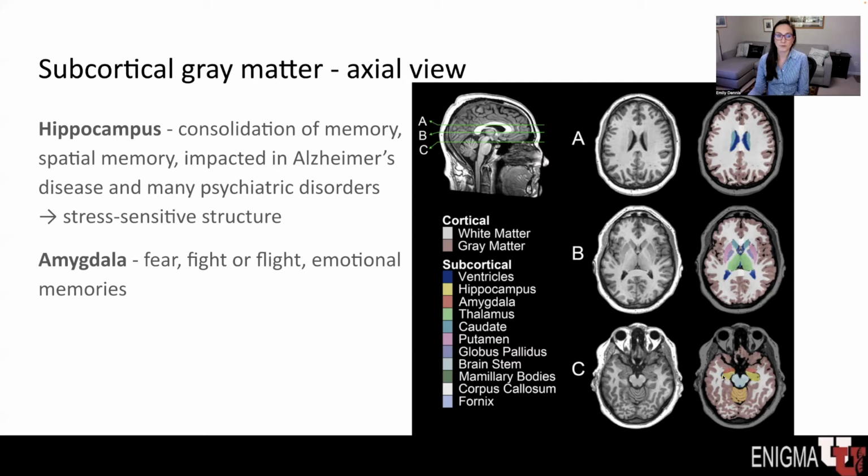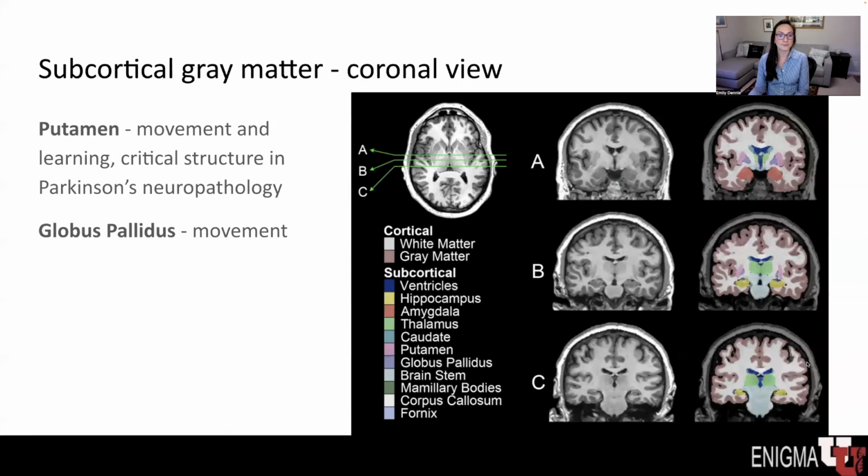And the hippocampus is important for consolidation of memory, spatial memory. And it is one of the first and most highly impacted regions in Alzheimer's disease, which makes sense because it's a disorder of memory. And it's also impacted in many different psychiatric disorders. So it's not really specific to any particular disorder. So it seems like it might be just a generally stress-sensitive structure in the brain. We have the amygdala here in red. The amygdala is important for fear processing. So it's responsible for your fight or flight response, and it is critical for emotional memories.